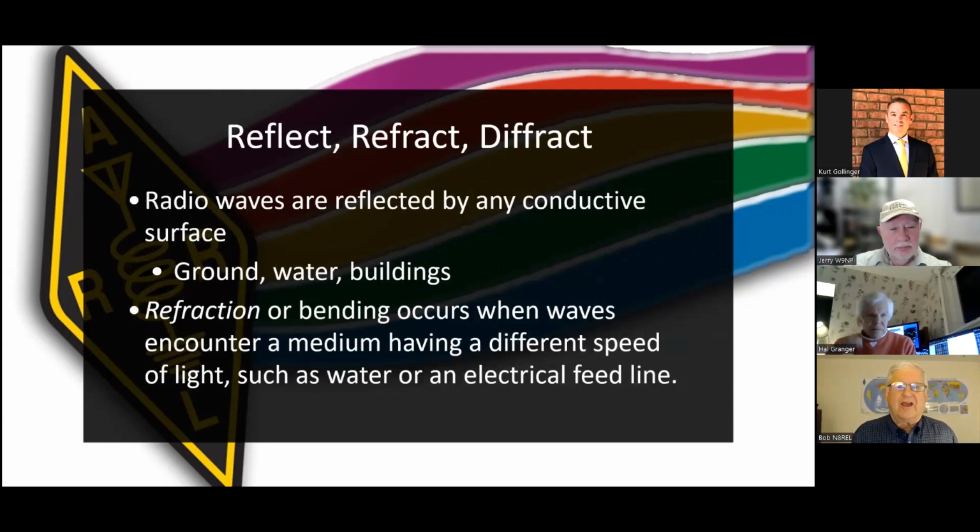Okay, reflection, diffraction, refraction. Radio waves are reflected over some surfaces like grounds and waters and buildings. And that can be very, very handy, by the way. That can be very, very useful. Refraction, on the other hand, means just bending a little bit through the atmosphere.